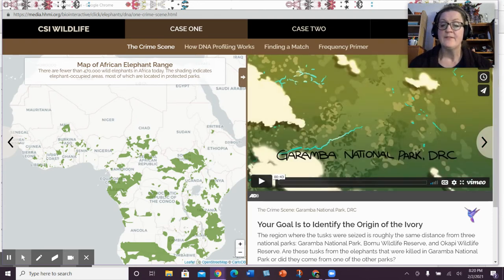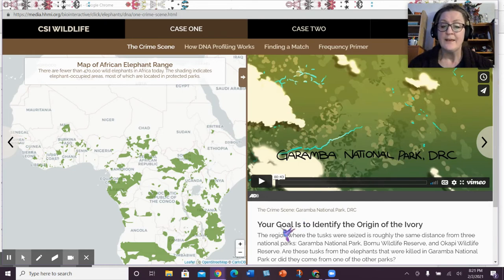Okay, so we've learned from the video that they have confiscated tusks that were found in the back of a truck, and they've sent them to a forensic lab, CSI lab, CSI Africa, to try and figure out where these tusks came from. The place where the poachers were caught was here in the Congo, and there are 3 possible parks that surround the Congo that all could have been where those elephant tusks were gotten.